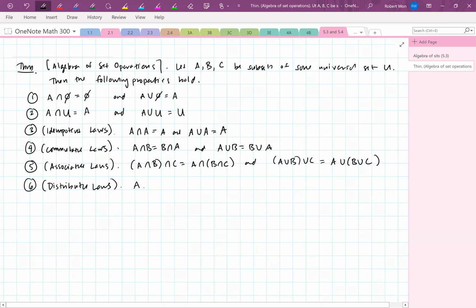Okay, 6, the distributive laws tell you how intersection and union behave with respect to one another. So what does the distributive law say? It says that if you intersect A with B union C, you can distribute the intersection over the union. So if you imagine intersection as times and union as plus, this says that a times (b plus c) equals a times b plus a times c. So it's like the normal distributive kind of thing. And also, if you union A with B intersect C, you get a similar sort of distributivity.